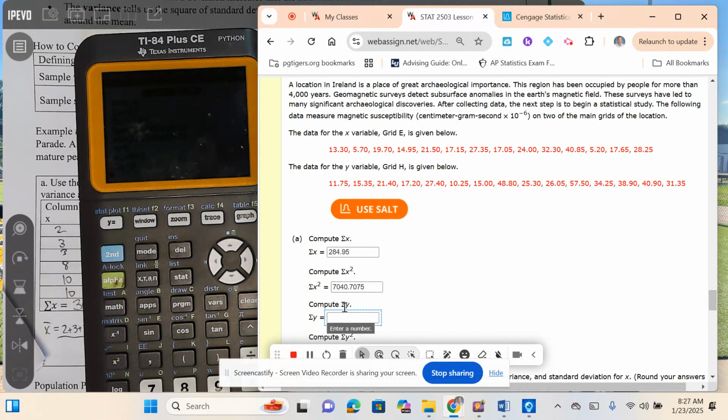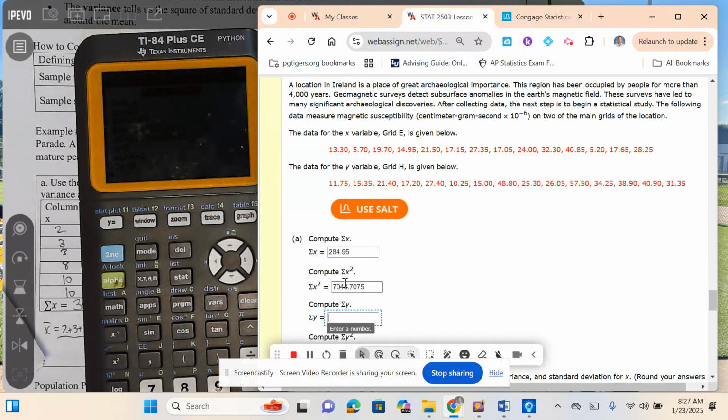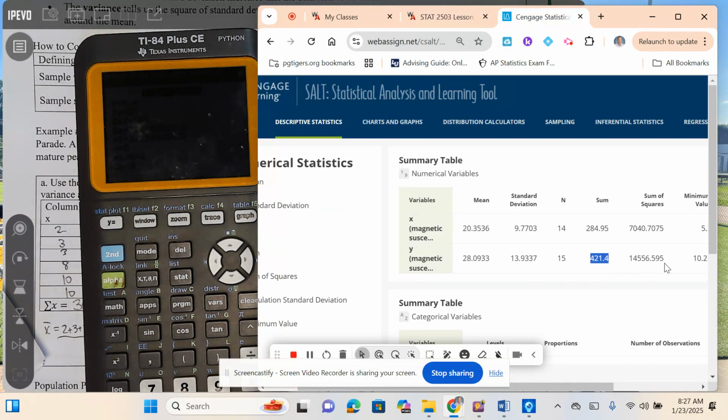Sigma of Y, that just means the sum of the Y's. That means all the Y's added together. So there's your sum of Y's. Control C, Control V, and the sum of the squares. So the sum of the squares of the Y's. So that's going to be the sum of the squares. Control C, Control V.